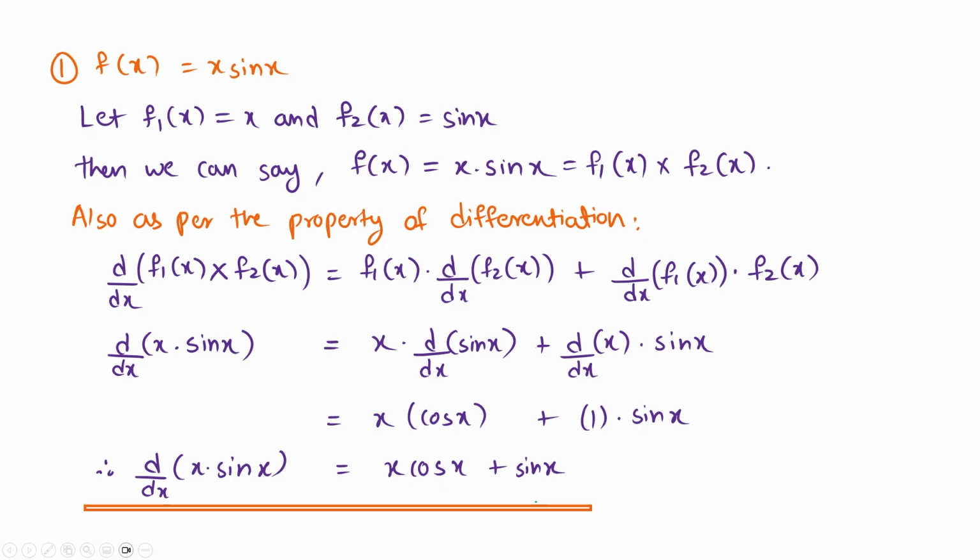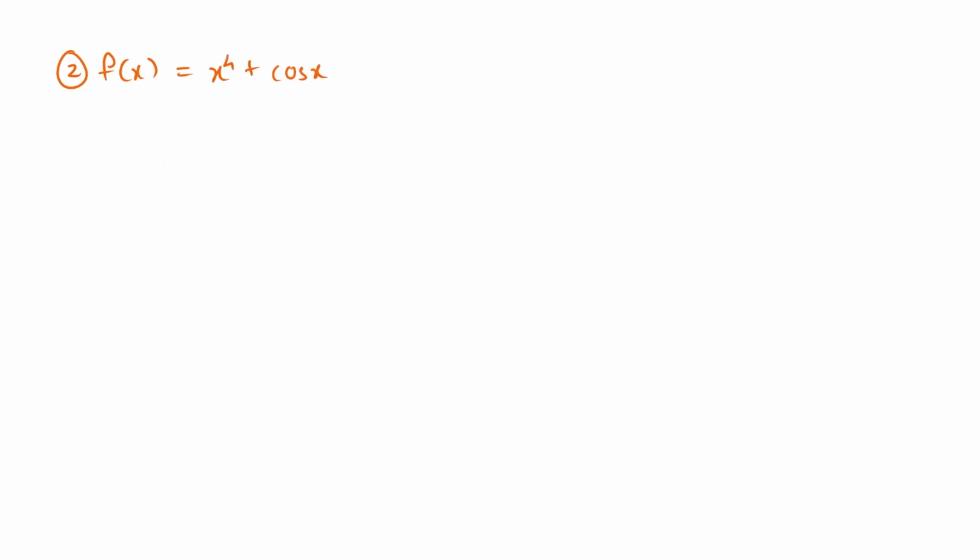Now let's try to solve the other two sub questions. Now in the second sub question, हमारा जो function of x है, now instead of a multiplication it looks like there's an addition sign in between. So it is given to us as x raised to 4 plus cos x. So similarly जैसे first में किया था, हम assume करेंगे let there be a function f1 of x which is equal to x raised to 4, and let there be another function f2 of x which is given to us as cos x.